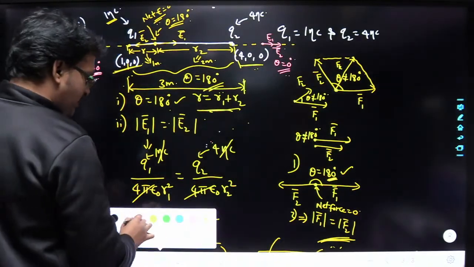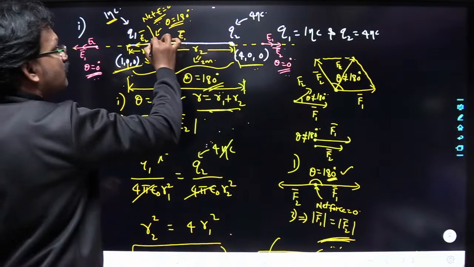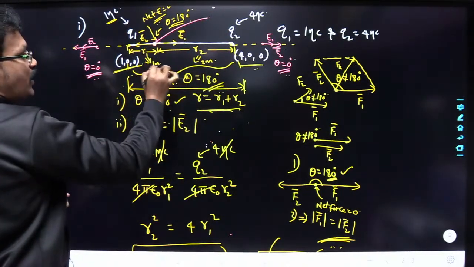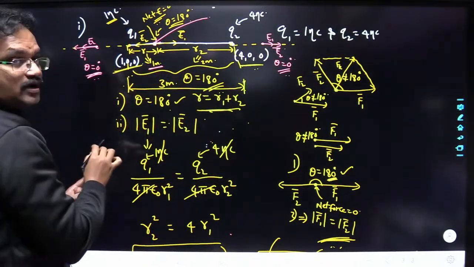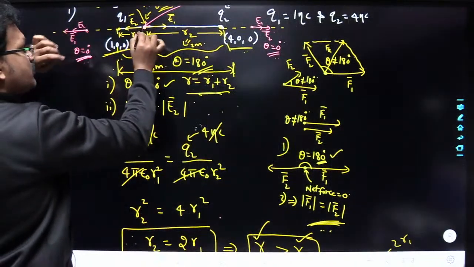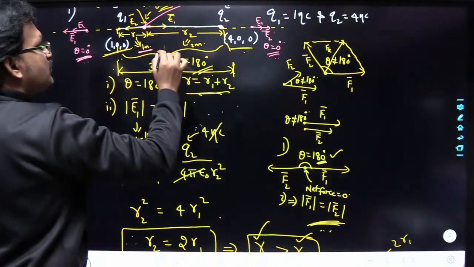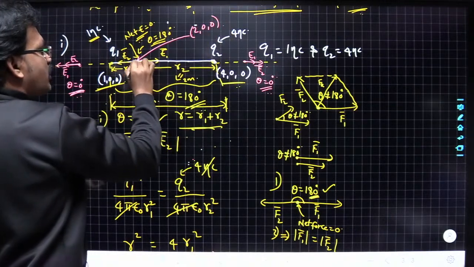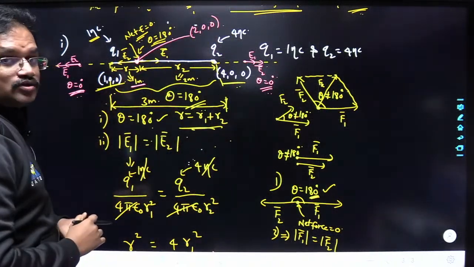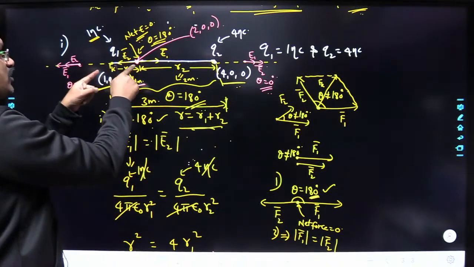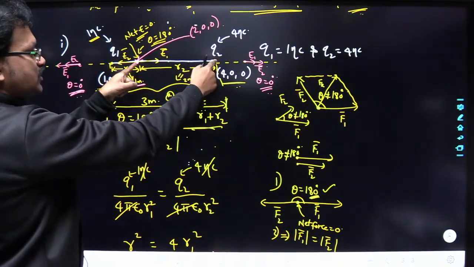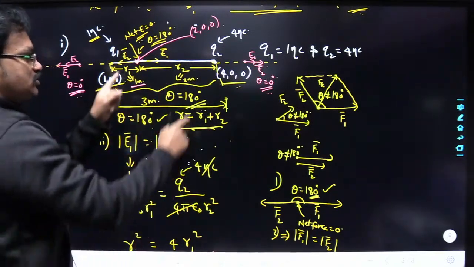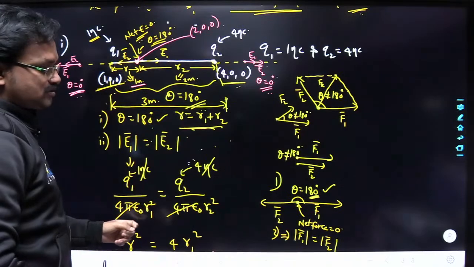So what must be that point? This point must be at a 1 meter distance from 1, 0, 0. So 1 meter from here to here, this point will become 2, 0, 0, right? So the distance from here to here is 1 meter, that is R1. The distance from here to here is R2. Here 2, 0, 0, here 4, 0, 0. That means the distance from here to here is 2 meters, right?